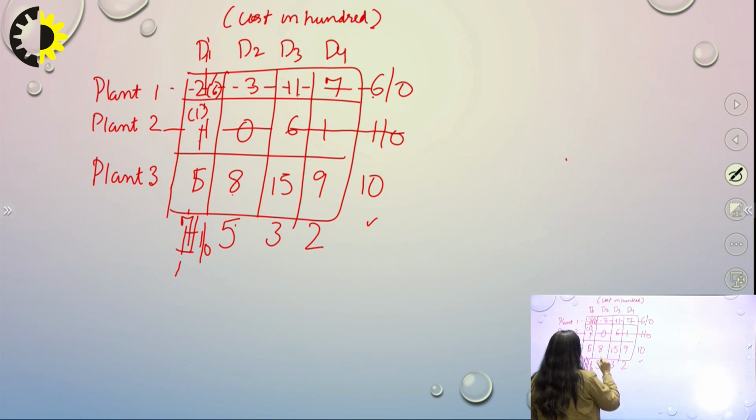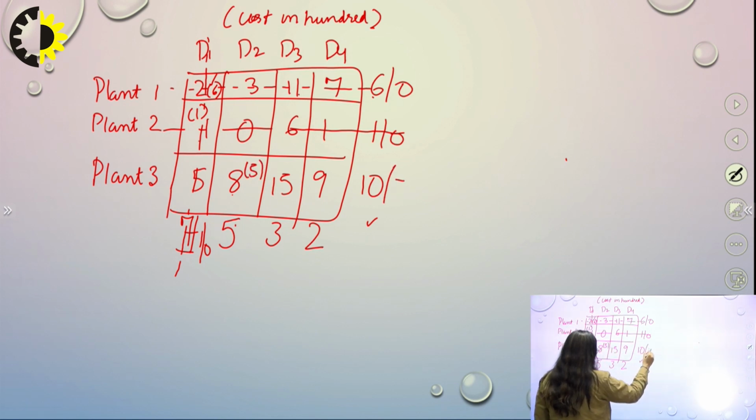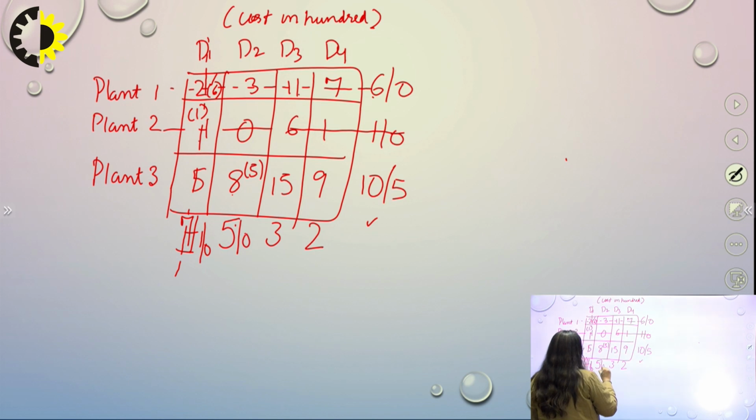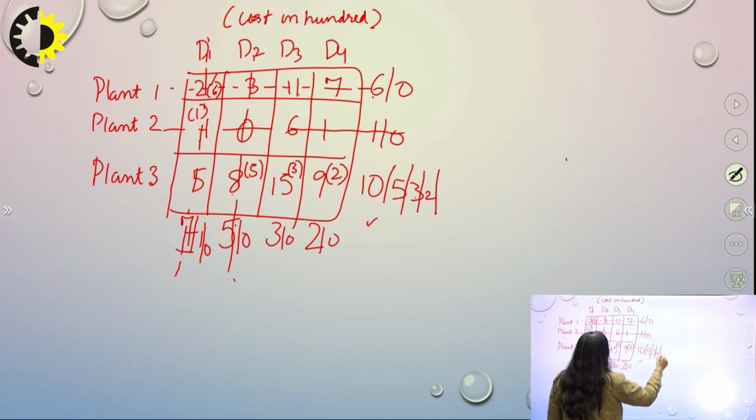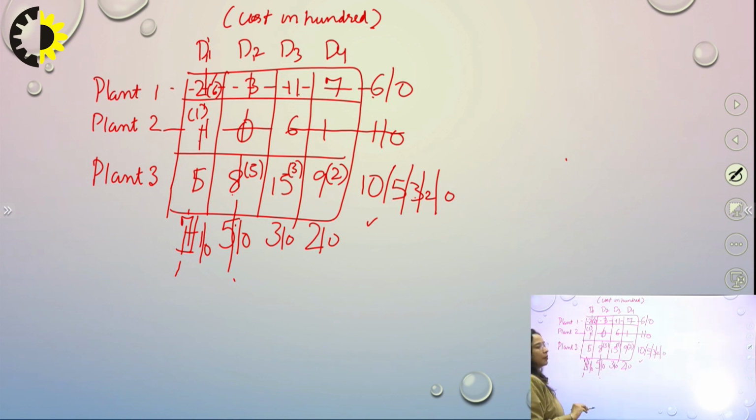So, here we can see the demand is 5, supply is 10, it comes out to be 0, we will cross out this. Now, in 9 there is 2, here there is 3. So, in this way, whole demand and supply is balanced.